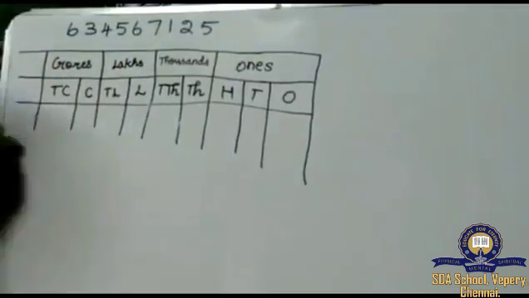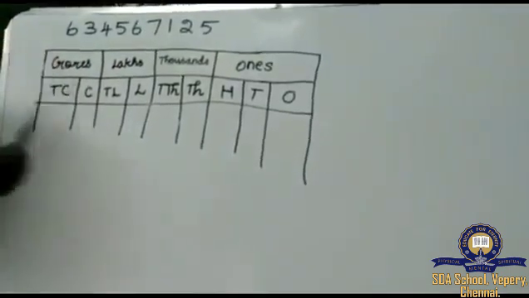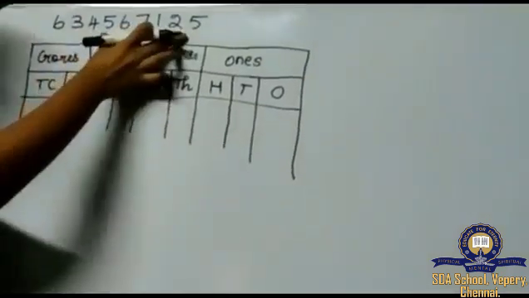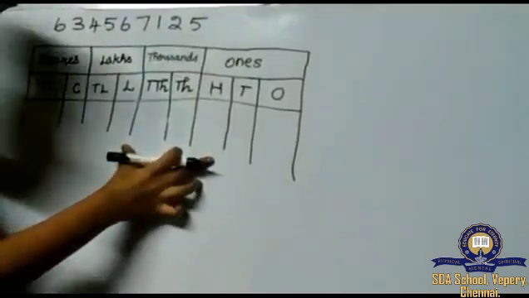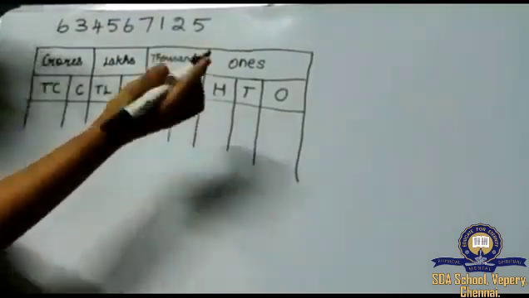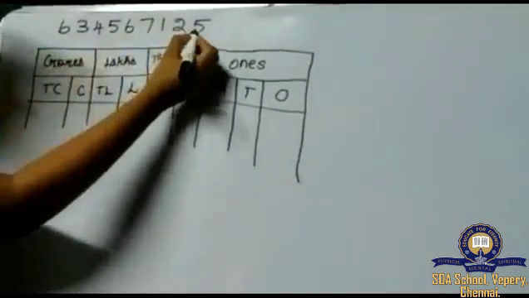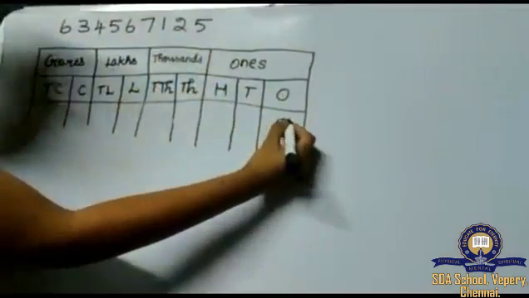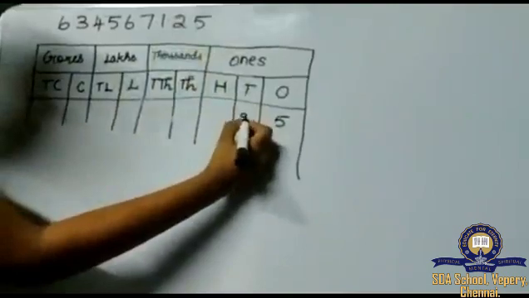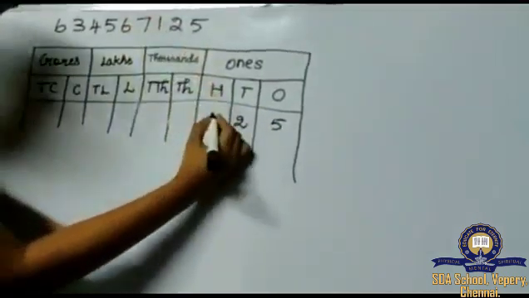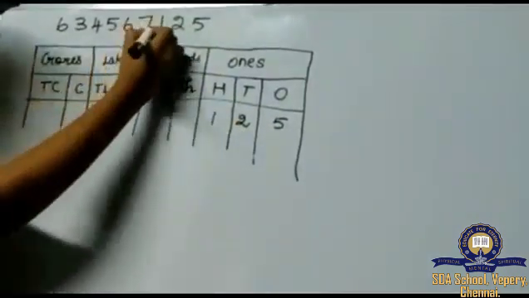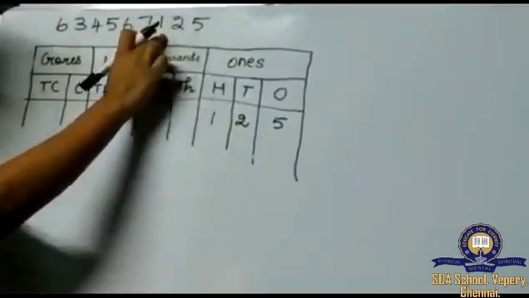So crores and 10 crores come under the crores place. So you have to represent this number in this Indian system place chart. We have to come from the right. 5 comes under the ones place, 2 comes under the tens place, 1 comes under the hundreds place. So we have completed this part.